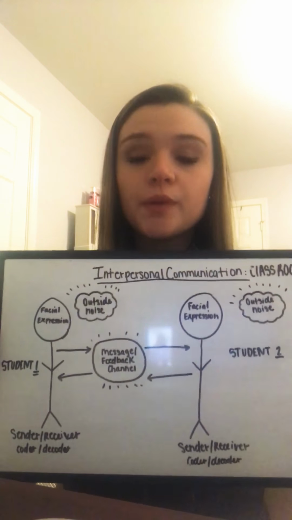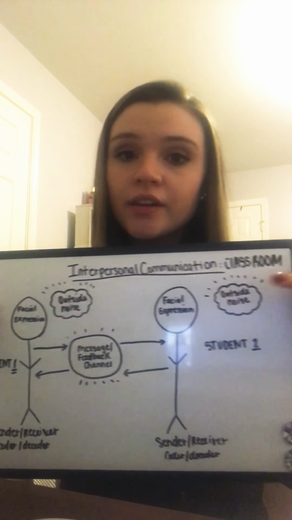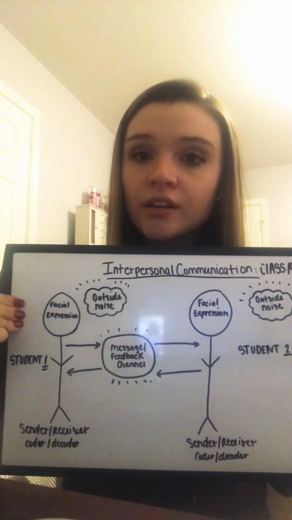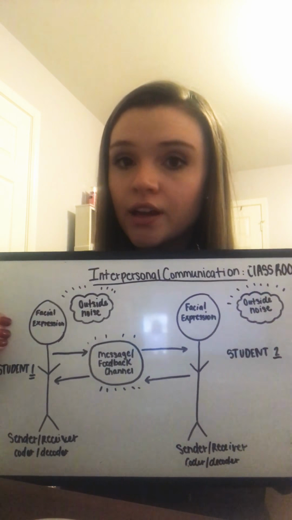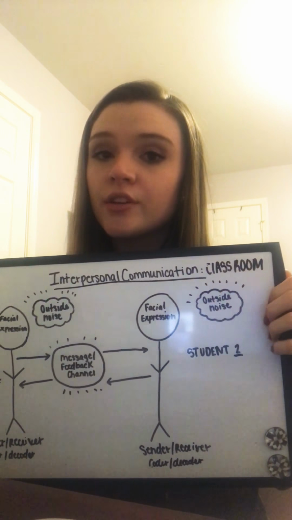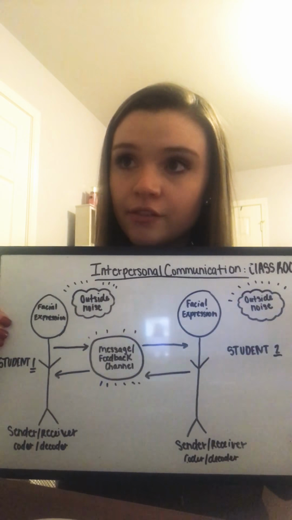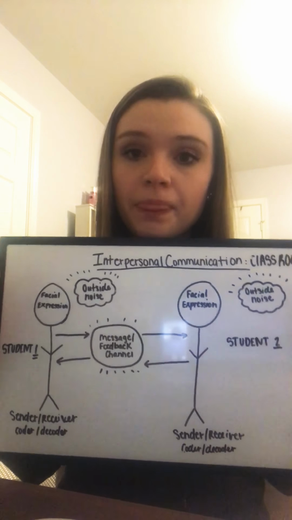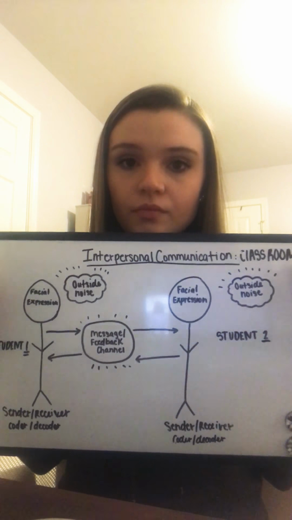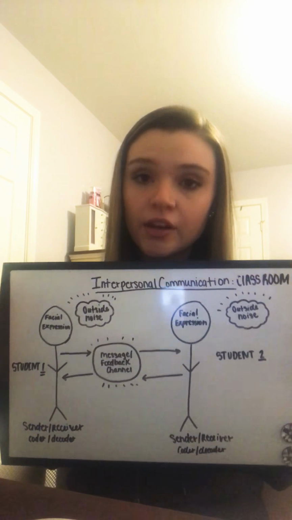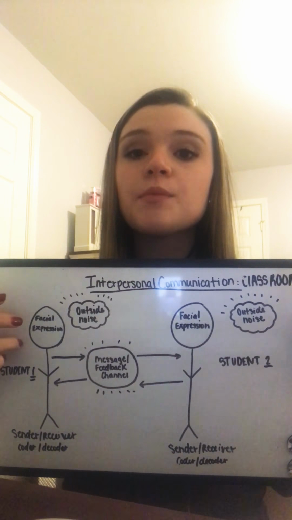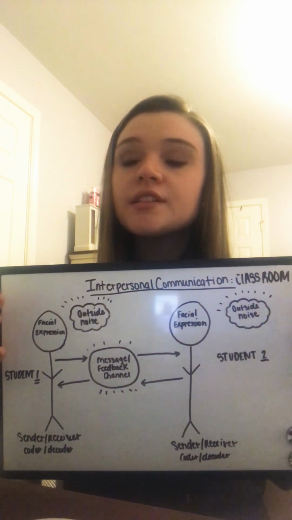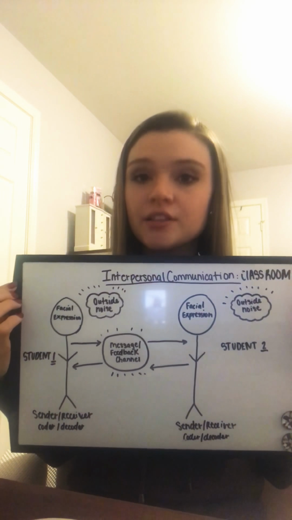Here we have two people, student number 1 and student number 2. Student number 1 is both a sender, a receiver, a coder, and decoder. And student number 2 as well is a sender, a receiver, a coder, and a decoder. We have a message and feedback channel, and then we have outside noise. Also, what's a little different about this model from others I've seen before is that this model accounts for facial expression. So say these two individuals are in a classroom.